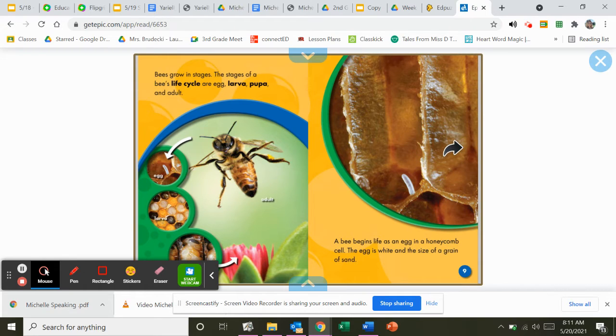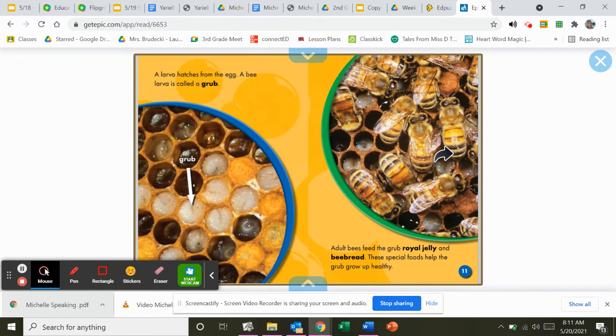A bee begins life as an egg in a honeycomb cell. The egg is white and the size of a grain of sand, so that means it's so tiny you can barely see it. A larva hatches from the egg. A bee larva is called a grub. Right here is a bee larva, or a grub.